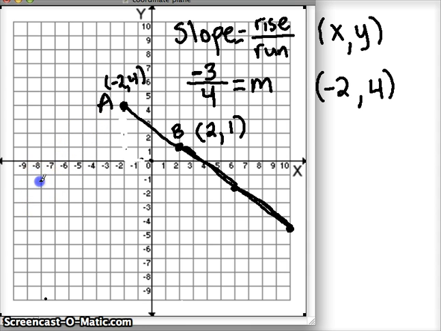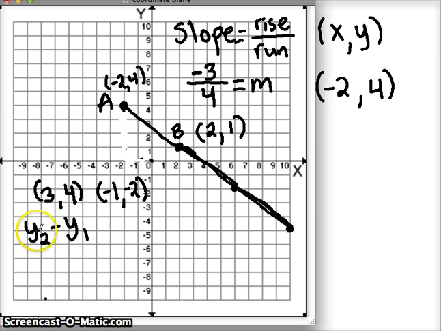Let's say that I was given 2 coordinate pairs, and I don't want to graph them, I just want to figure out the slope. Let's say I was given 3, 4, and -1, -2. So without having to draw a graph, I want to figure out the slope. Well, we have an equation that we can use. It's called the slope equation, and it's written like this.